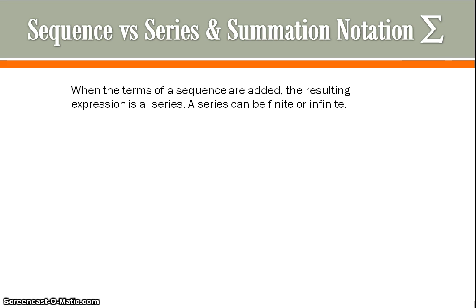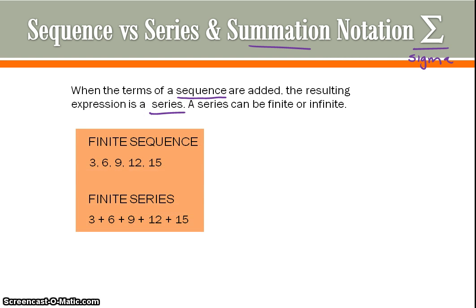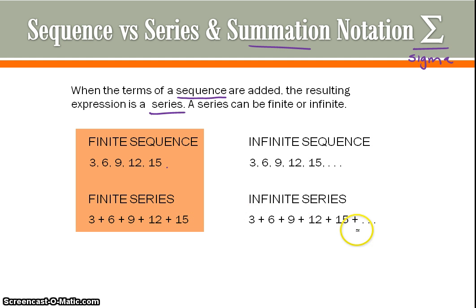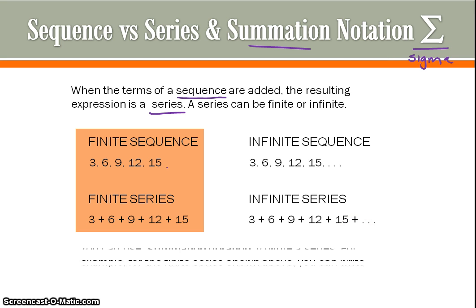Sequences and series using sigma notation. Okay, sigma is a Greek letter, used for summation notation. A sequence, remember, is a list of numbers separated by commas, and if you add them up, you get what's called a series. A series can be finite or infinite. Finite ones end, or you can have them go on forever, which is infinite.